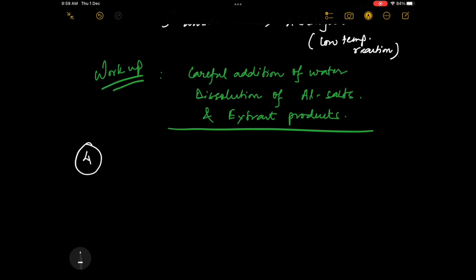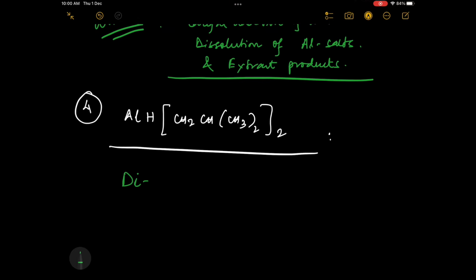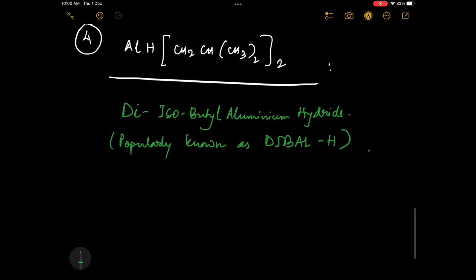Okay, so let's go to the fourth one. This is also an aluminum reducing agent. This is basically aluminum hydride having isobutyl groups, so there are two isobutyl groups. This is known as diisobutyl aluminum hydride, popularly known as DIBAL-H. This is what we call it in the laboratories and when we're learning organic chemistry.